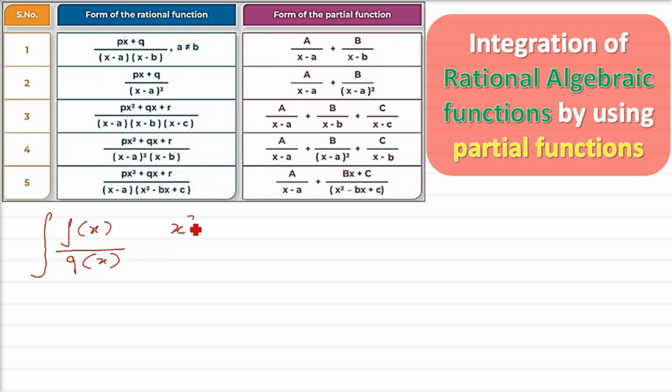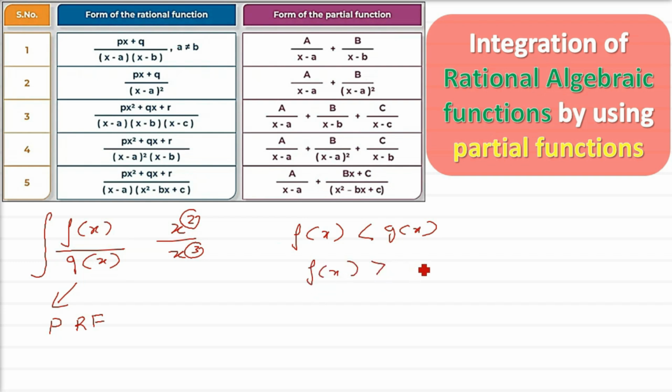Now what is the degree? See, if you have x square as the numerator and x cube as the denominator, 2 is the degree of the above one and 3 is of the below one. Now if the degree of f(x) is less than the degree of g(x), that is, the highest power, then we call it a proper rational function. But if the case is reversed, and the degree of the numerator f(x) is greater than the degree of the denominator, then we call it an improper rational function, IRF.